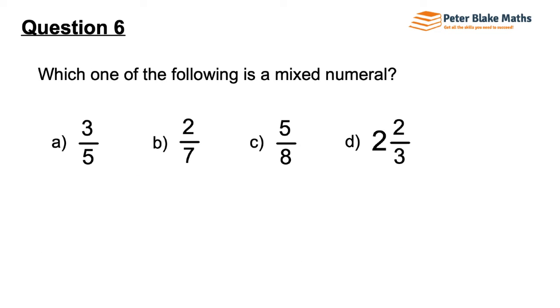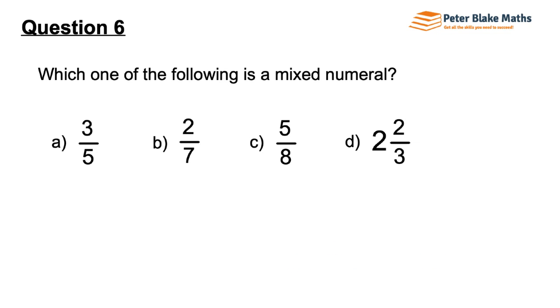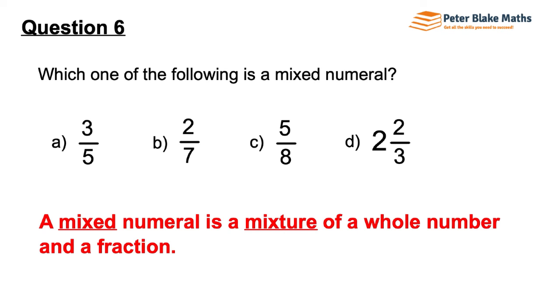Question 6. Which one of the following is a mixed numeral? We have 3/5, 2/7, 5/8, or 2 2/3. A mixed numeral is a mixture of a whole number and a fraction. The only one there that's got a whole number and a fraction is option D, 2 2/3.